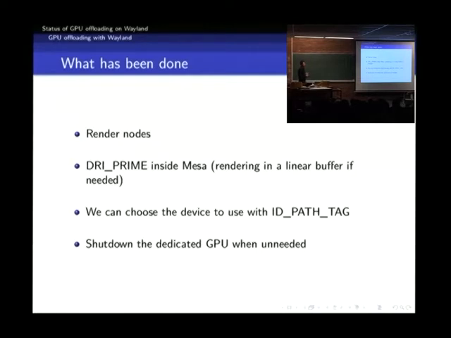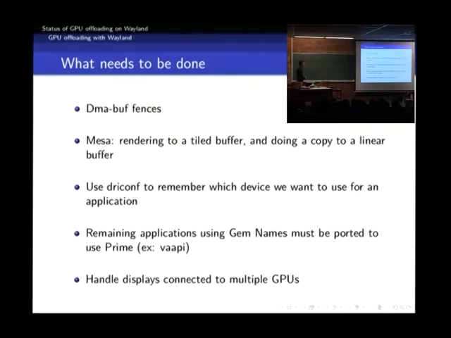So right now, what has been done so that the perfect GPU offloading support is there? Render nodes are here, and they are going to be enabled by default soon. Right now, you have to have a special command line when booting the kernel to have render nodes. The patches for using DRI_PRIME in Mesa to indicate what device we want to use with the ID path tag are working. And also a cool feature with recent kernels is that the GPU you don't use can shut down when unneeded. So you don't have to do it manually, it's cool. What needs to be done is DMA-buf fences. As I said, it's the most wanted feature.